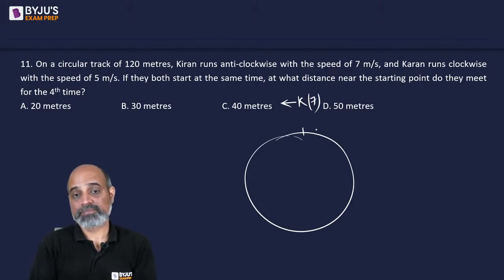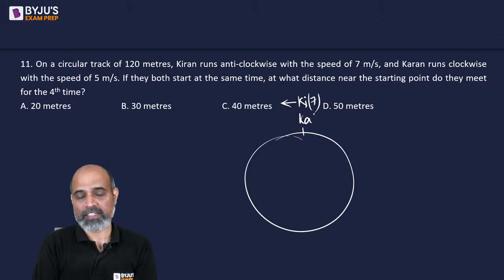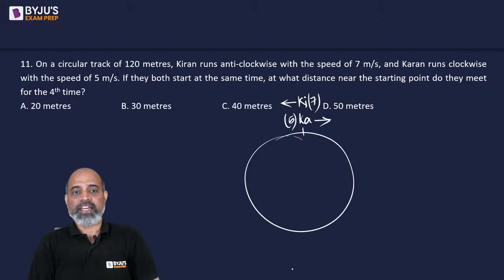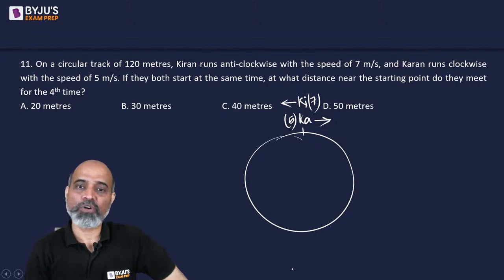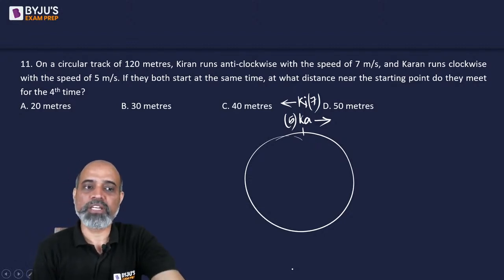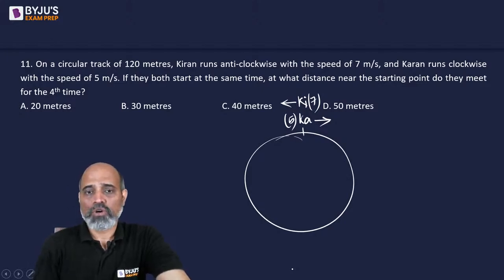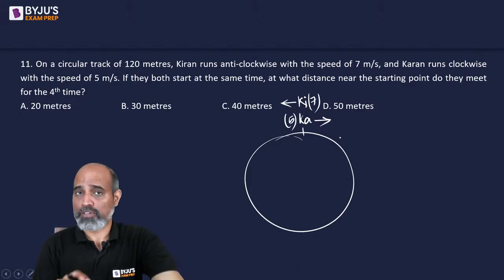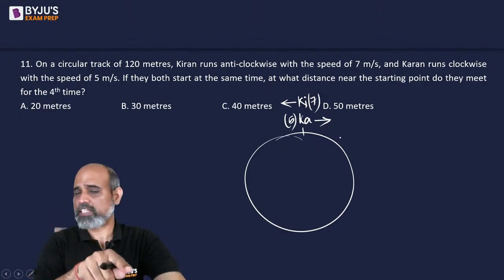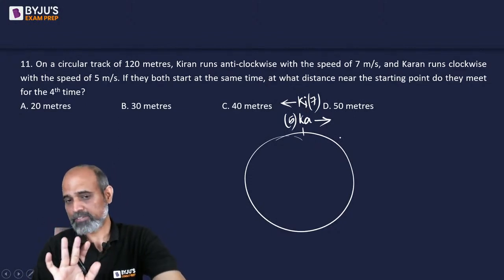And Karan, so Ki and Ka, runs clockwise at the speed of 5. So Karan runs clockwise. If they both start at the same time, at what distance near the starting point do they meet for the fourth time? ठीक है, तो आप क्या करते हो whenever a racetrack is given? So see that 120 meters is not our concern right now.